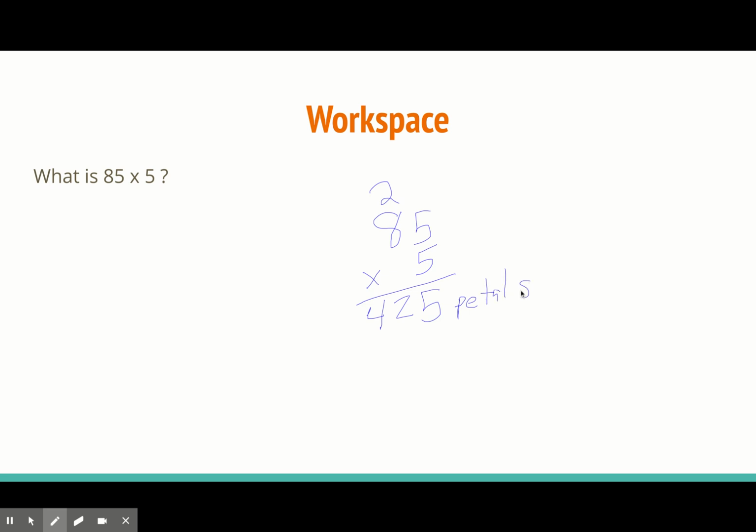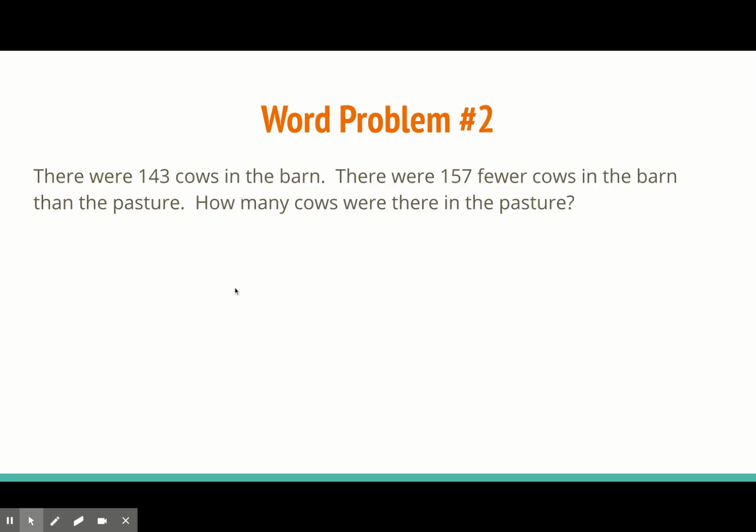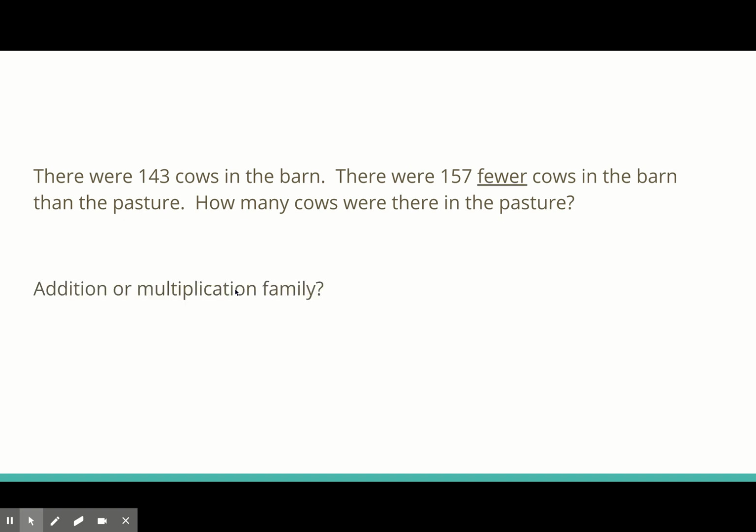All right, moving on. Next one. Here we go. Word problem number 2. There were 143 cows in the barn. There were 157 fewer cows in the barn than the pasture. How many cows were there in the pasture? So let's try this again. Following through. Is this an addition or multiplication family?